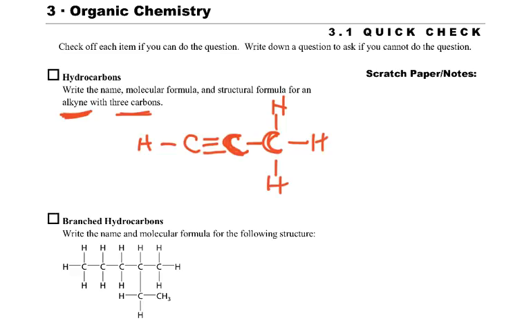Okay, now the last part here is we want to name this. The name of this, because it's 3 carbons, it's prop. And because it's an alkyne with a triple bond, it's called propyne.